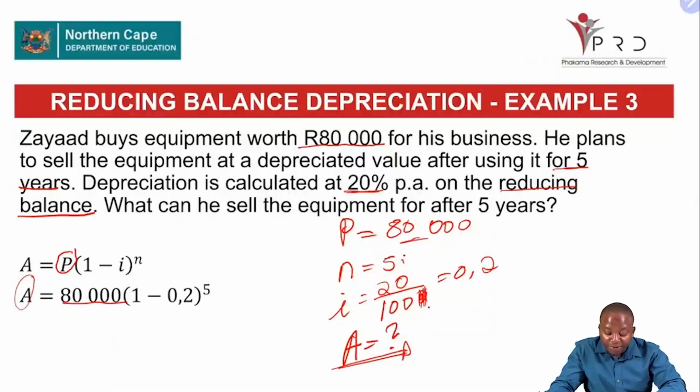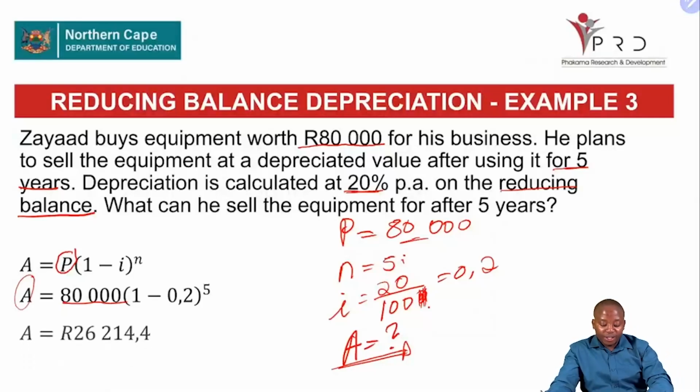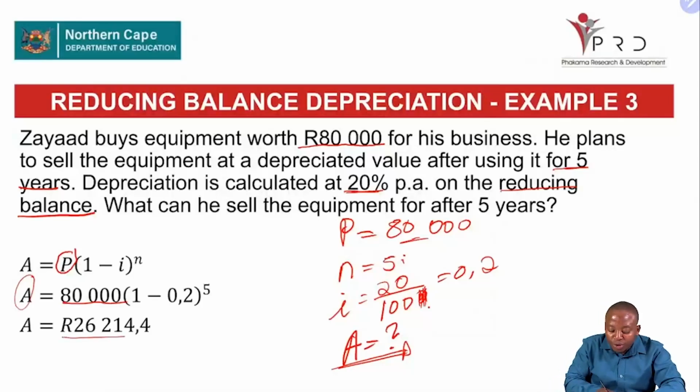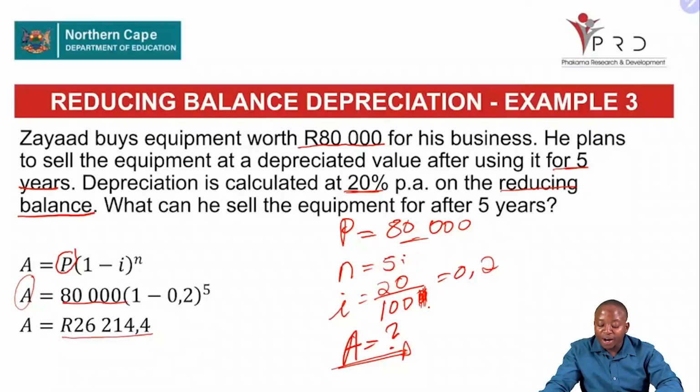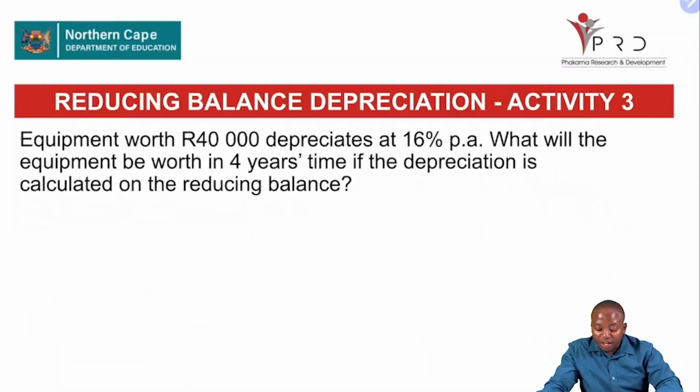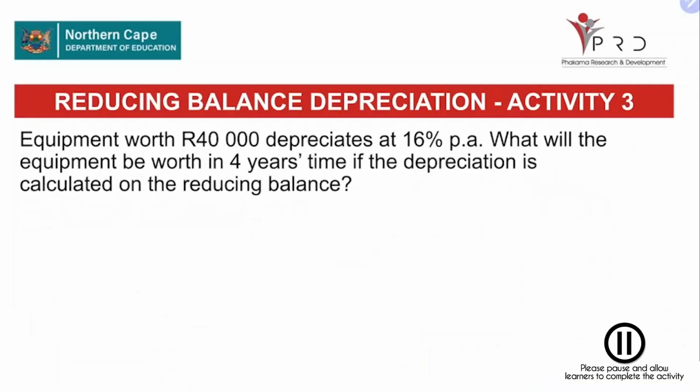Now we plug everything into the formula. We get our A as 26,214.4. That is to say, after 5 years, this equipment can be sold for 26,214.4. Now let us have a quick activity. Activity number 3. I'll give you another 2 minutes to just work on this activity.